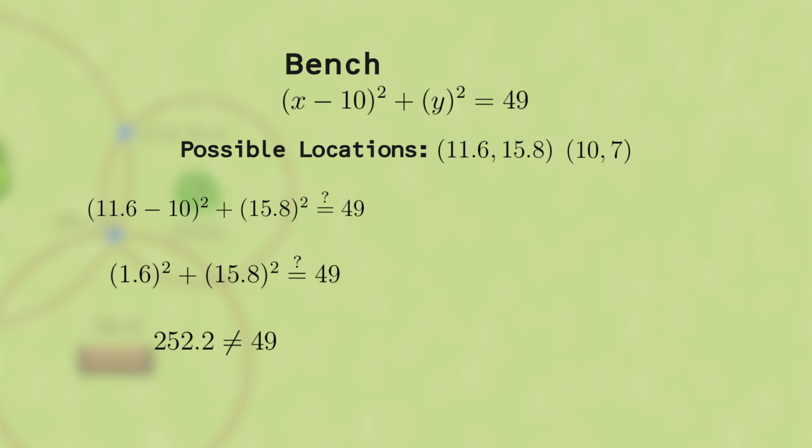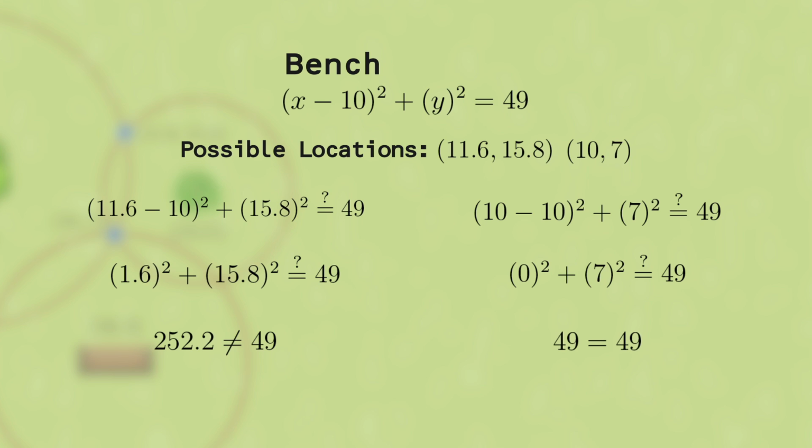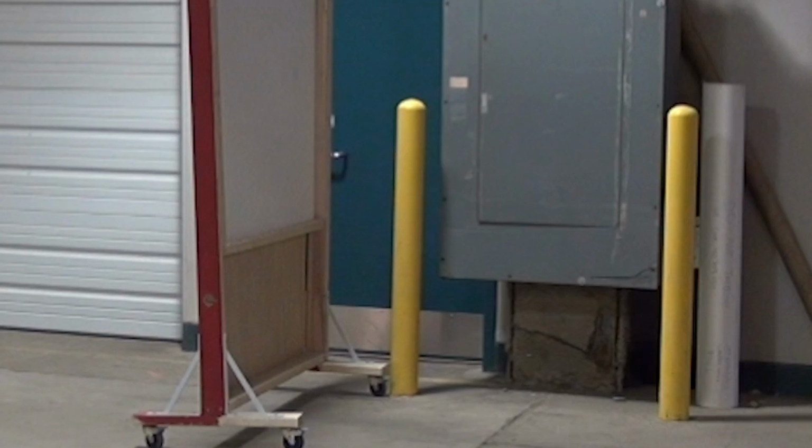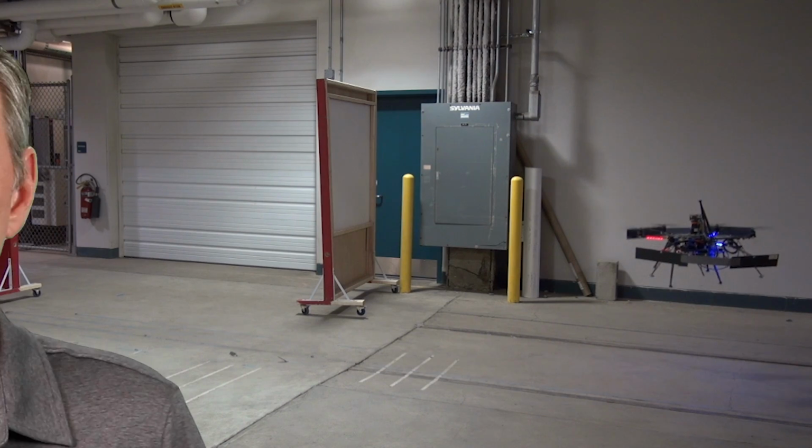Let's try the other possible position. If we use 10, 7, we find that we get 49, just as we wanted. Therefore, that is the robot's actual position. And that's it. That's the math that goes into figuring out where a robot is.